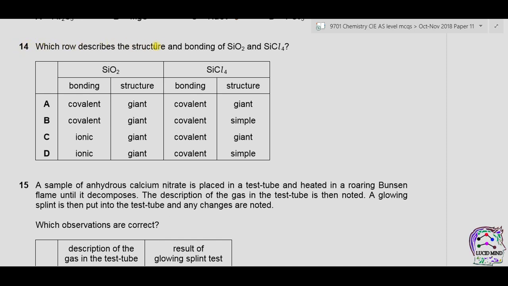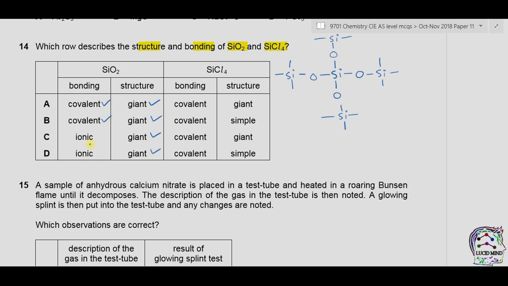Question 14. Which row describes the structure and bonding of SiO2 and SiCl4? In SiO2 we have giant structure because each silicon is bonded directly with 4 oxygen atoms, and each oxygen atom is bonded directly to 4 silicons. Again, one silicon is bonded to 4 oxygen atoms, and this structure continues on and on. Therefore, SiO2 is giant, and the bonding is covalent as electrons are shared between silicon and oxygen.